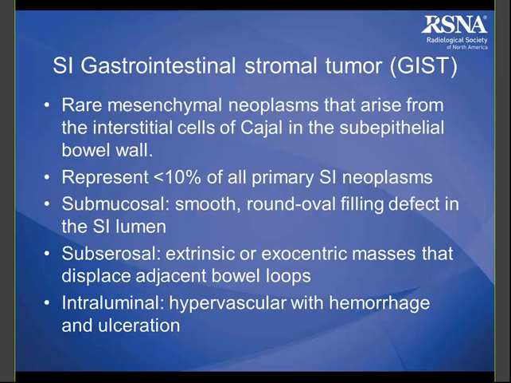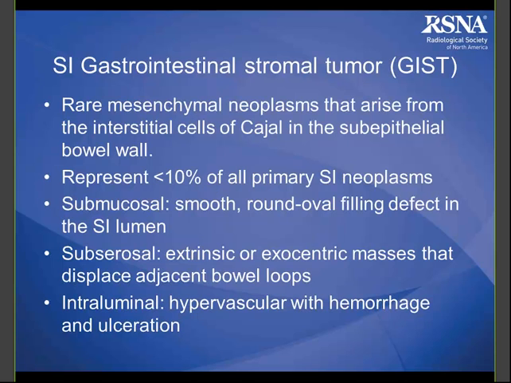They're rare mesenchymal neoplasms that arise from the interstitial cells of Cajal in the subepithelial bowel wall. So they are below the epithelial mucosa, so submucosa, and represent less than 10% of all primary small intestinal neoplasms. Submucosal lesions appear as a smooth, round, oval filling defect in the small intestinal lumen. And if it's subserosal, extrinsic or exophytic masses that displace adjacent bowel loops.